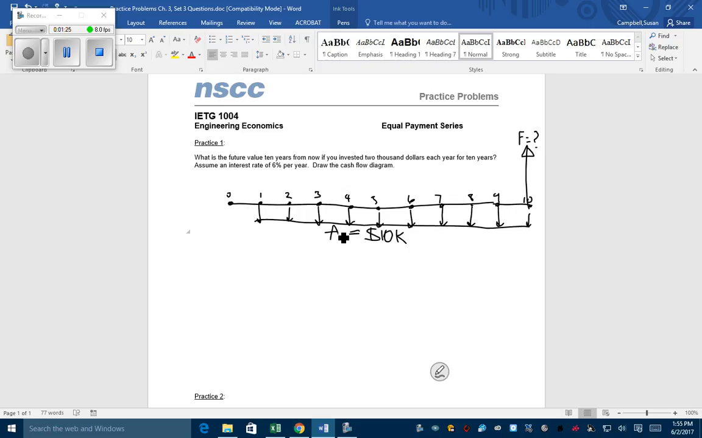So the formula that we have for this problem is, we want to find out what the future value is. And rather than calculating each one of these calculations, we can use a formula that says the future value is A multiplied by (1 plus i to the n, minus 1) over i.